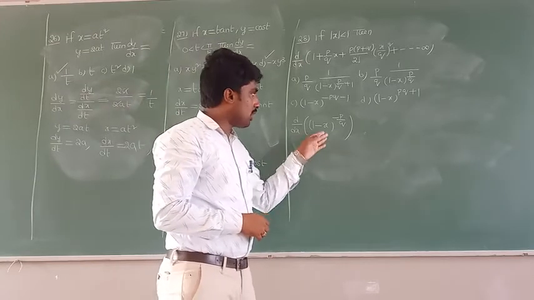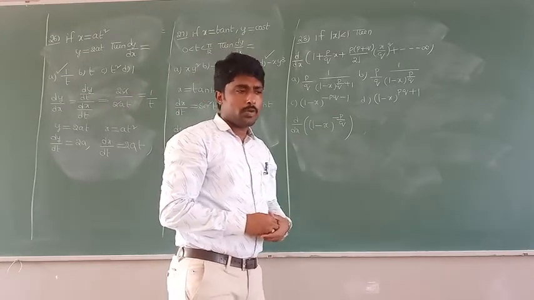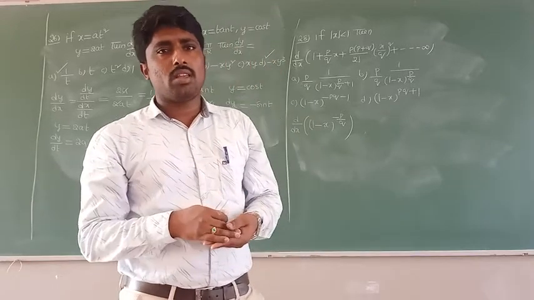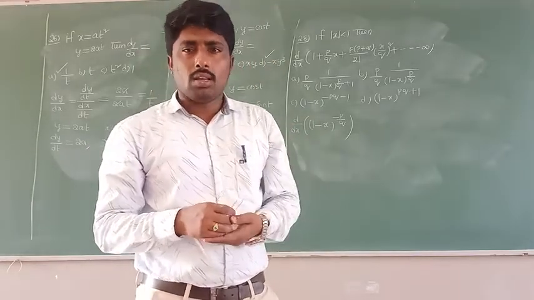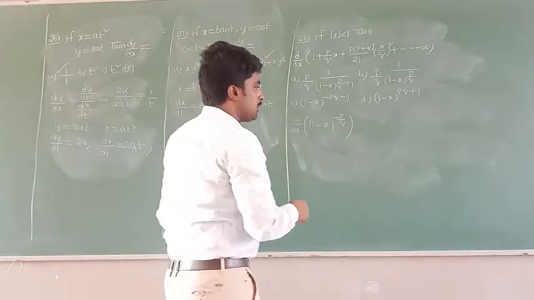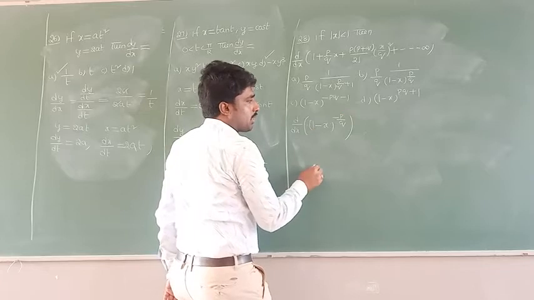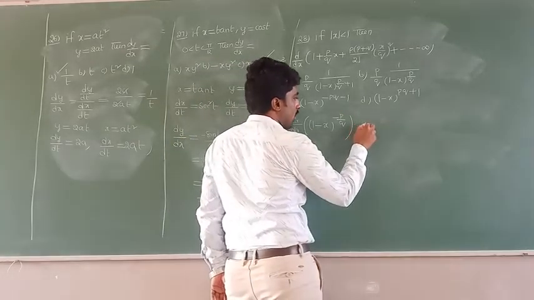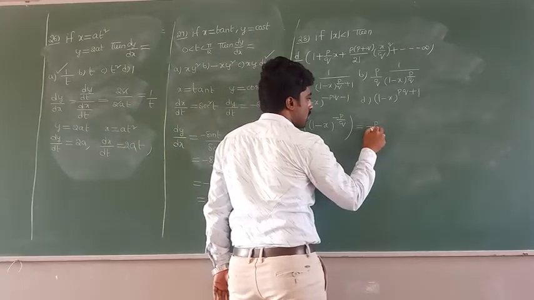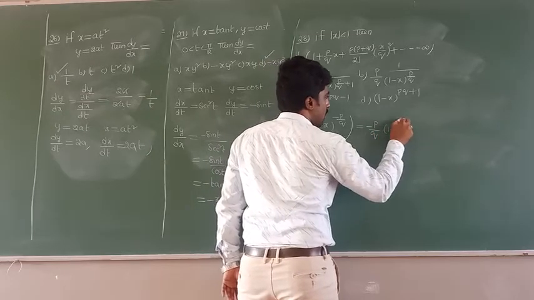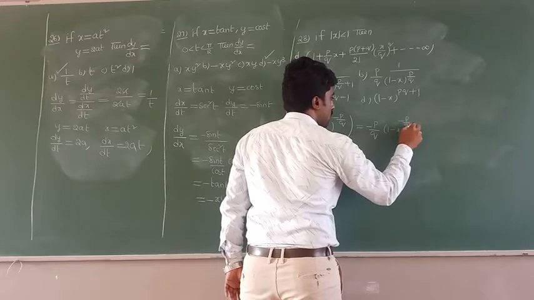Now I need to do the differentiation of this function. Before that I will explain one formula. Differentiation of x power n is n into x power n minus 1. By using that formula, if I consider this one as x, this looks like an x power n representation. What is the differentiation here? n into x power n minus 1. So minus p by q into (1 minus x) power minus p by q minus 1.